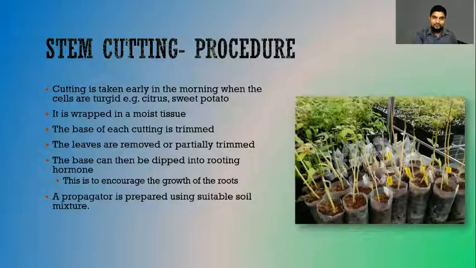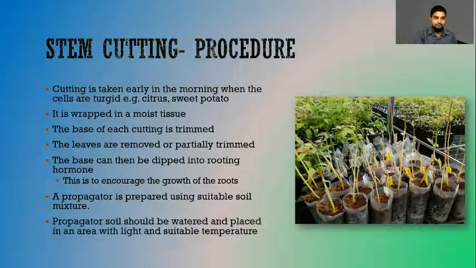A propagator is prepared, and the propagator will have suitable garden soil, suitable potting soil, and this will allow the growth of the plant to occur very easily. The propagator soil should be watered and should be placed in an area where there is a suitable amount of light and suitable temperature for it to grow properly.